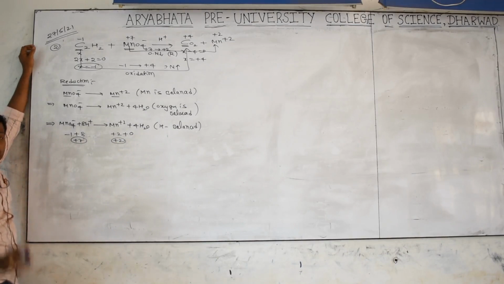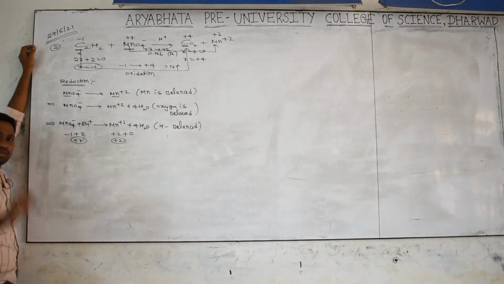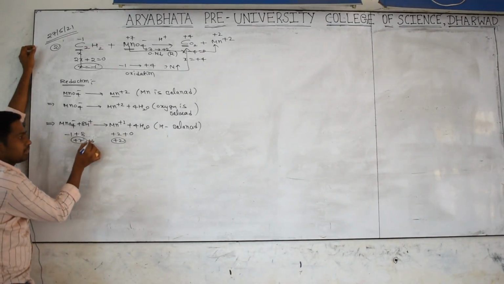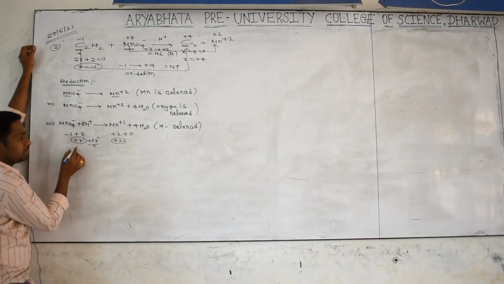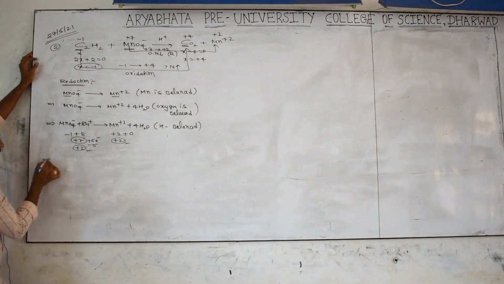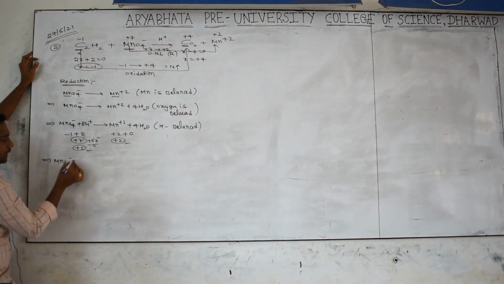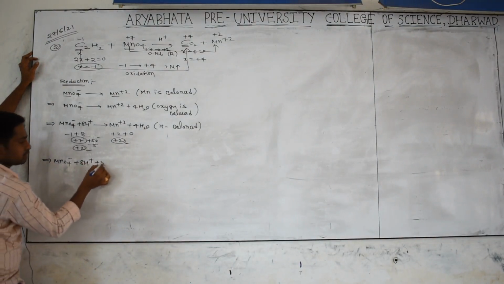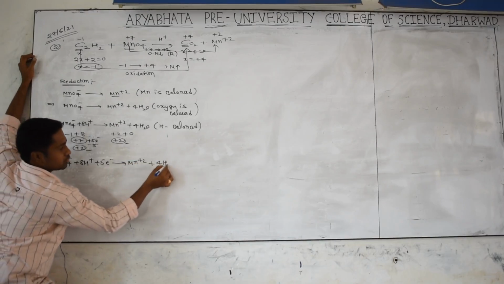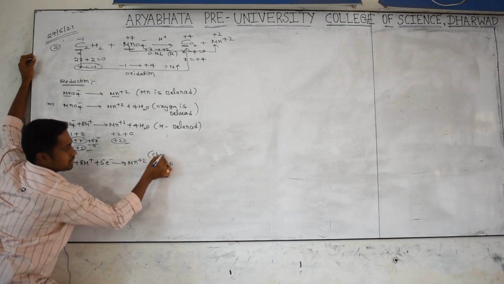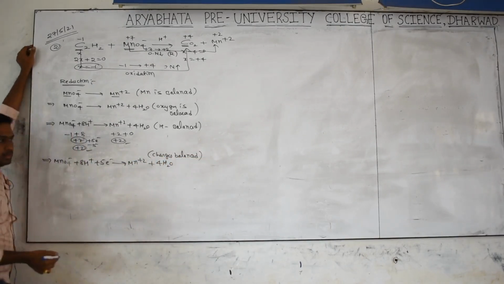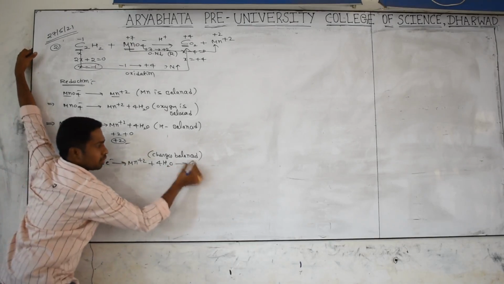What should we do? We should add electrons. Each electron is minus 1. Where should we add? Here we should add. How many? 5 electrons. 5 electrons means minus 5. 7 minus 5 is plus 2. Charges are also balanced. That's why we add here MnO4 minus plus 8H plus plus 5 electrons gives rise to Mn2+ plus 4H2O. Write down here, charges balanced. Okay, give this equation number 1.